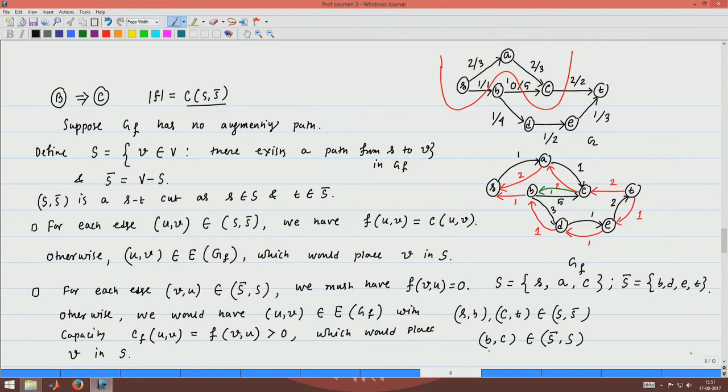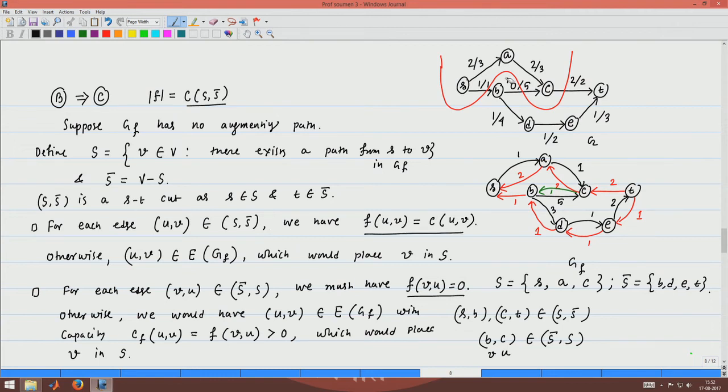So, here my v is B and u is C. As you can see, if instead of 0 it is 1, there will be a backward edge with capacity 1, and this backward edge will make B, or in general v, be in S, because B will be accessible from S then. So, that is why for each edge from S complement to S this must be true, and for each edge from S to S complement this would be true.